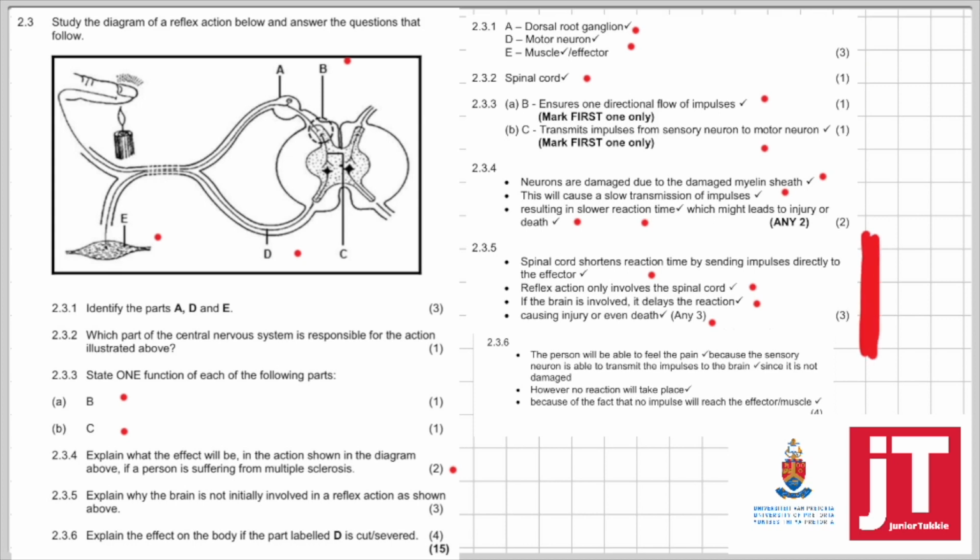236. Explain the effect on the body if the part labeled D, which is the motor neuron, is cut or severed. If the motor neuron is cut, the person will be able to feel the stimulus or the pain. The sensory neuron will be able to transmit the impulses to the brain. However, there will be no reaction that will take place, because no impulse will be transmitted to the muscle or the effector.